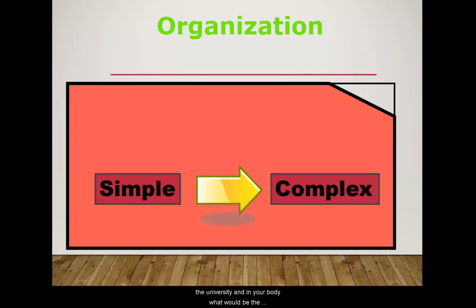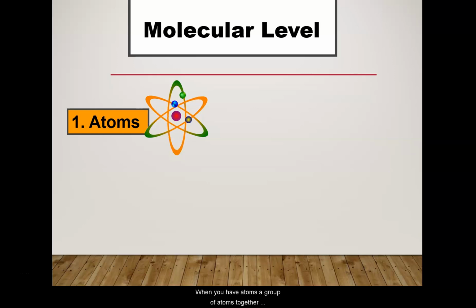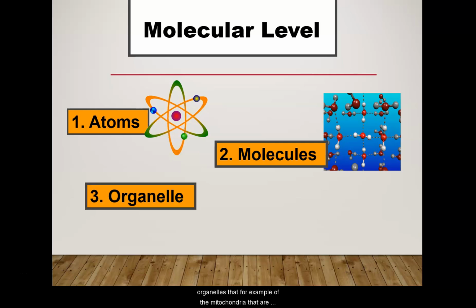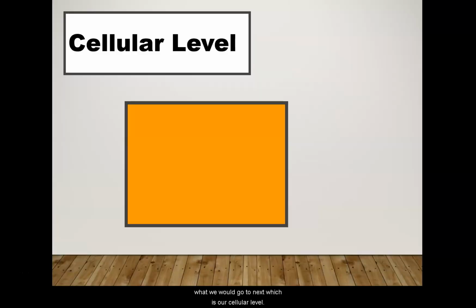So I want you to think about, in the universe and in your body, what would be the simplest form of matter, and start from there with the levels of organization. So we're going to start at the molecular level. And at the molecular level, the very smallest thing that you should be able to think of is an atom. And when you have atoms, a group of atoms together make up molecules. And those molecules then make up what we call organelles. For example, the mitochondria that are found inside our cells, and all living things that produce energy have mitochondria.